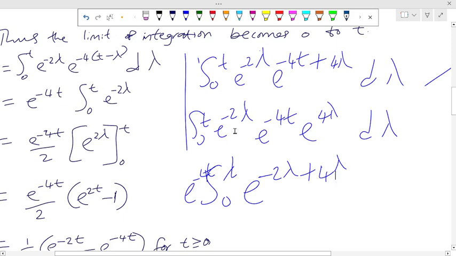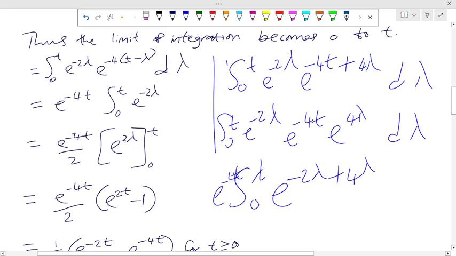This term is minus 4 lambda, this term is plus 4 lambda. So this should be positive, that should be positive. So this e to the power minus 4 lambda, the limits are 0 to t, 0 to t.